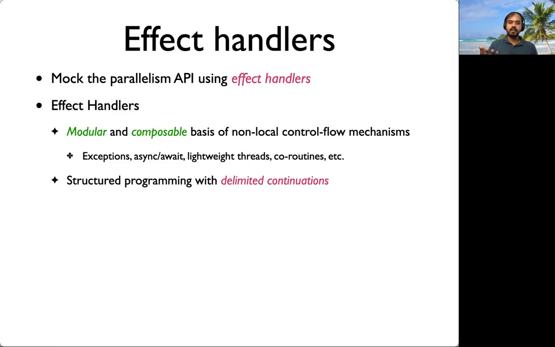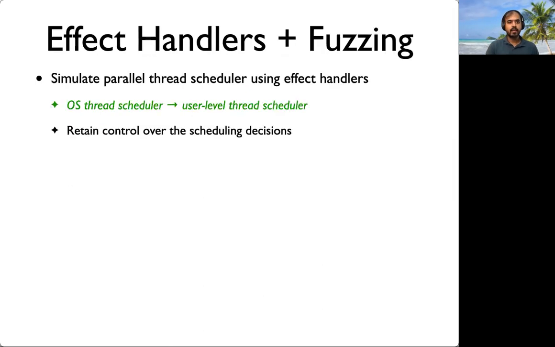So what are effect handlers? Effect handlers are this modular and composable basis of non-local control flow mechanisms, including exceptions, async await, lightweight threads, coroutines, etc. From an operational point of view, effect handlers provide a structured programming mechanism over delimited continuations. So we use effect handlers in order to simulate a parallel thread scheduler over the domain API.